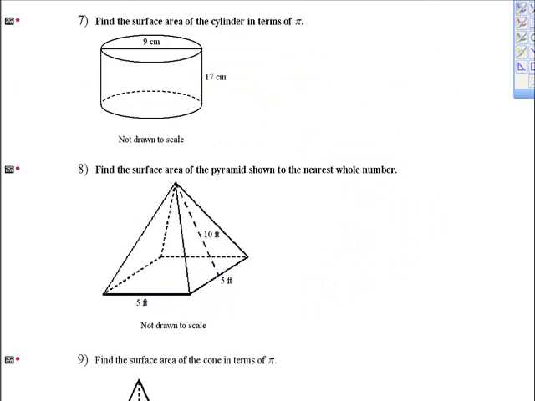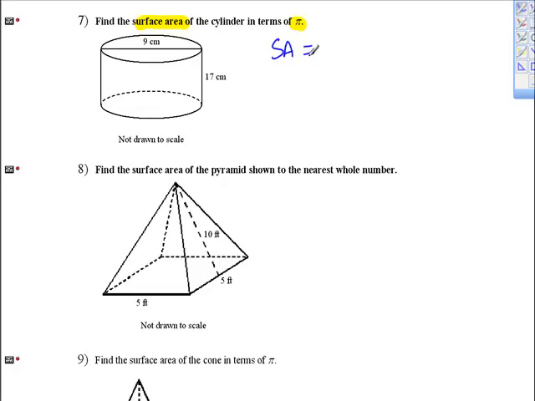Okay, number 7. We've got to find the surface area of a cylinder. We've got to leave our answer in terms of pi. Surface area is just going to be my lateral area plus the area of my bases. My lateral area, just like on the previous problem, is the perimeter of the base times the height.